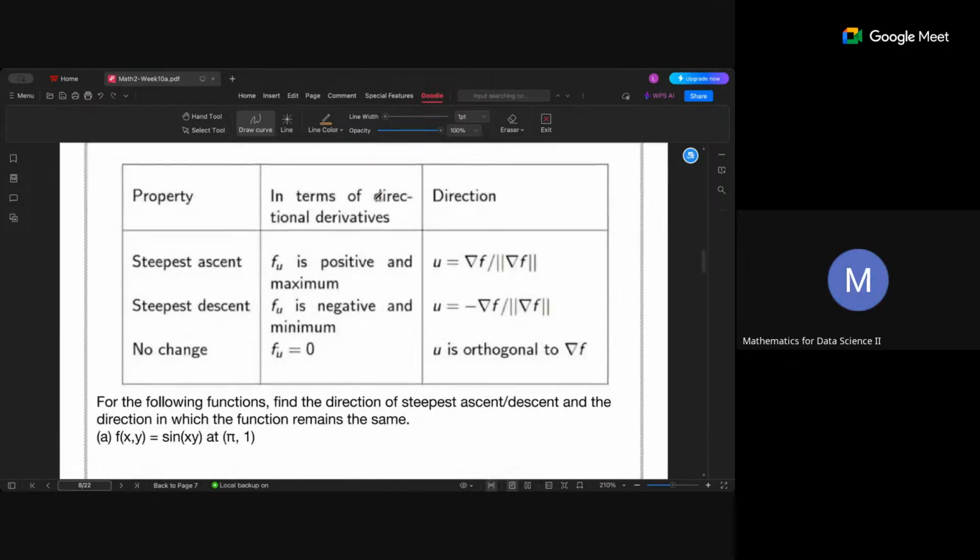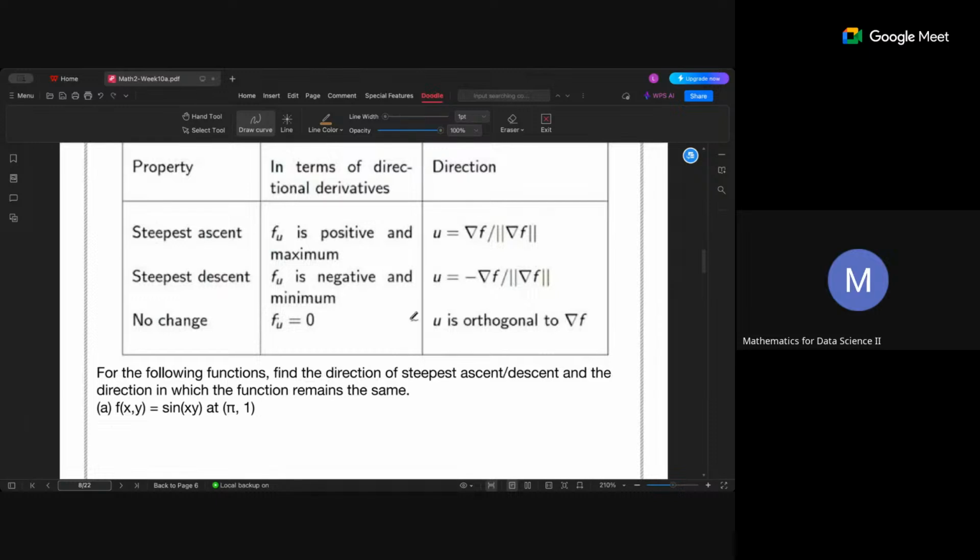Okay, so now summarizing what we have seen. When will you have steepest ascent? If you have f_u positive and maximum, and this is the direction. And when will you have steepest descent? When f_u is negative and minimum, and it is in this direction of u. And when will you have no change? When f_u is 0. In this case, u is orthogonal to del f. Okay, so now let us do some problems applying this concept here.